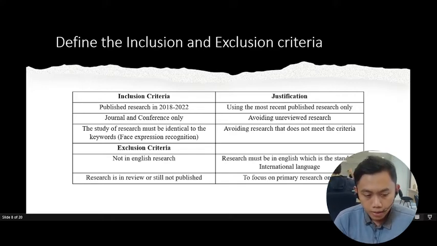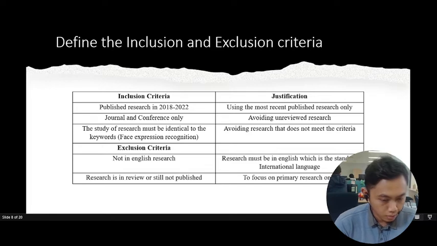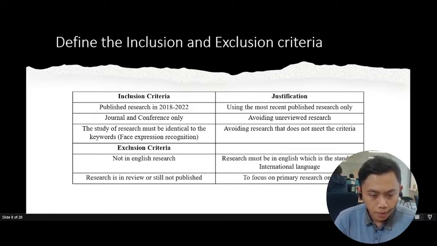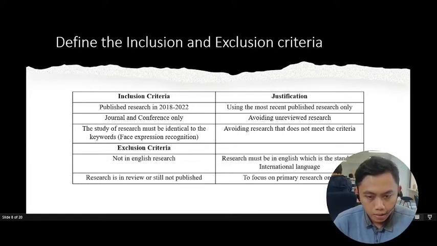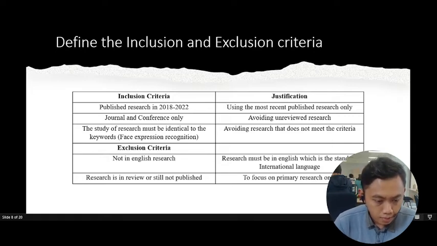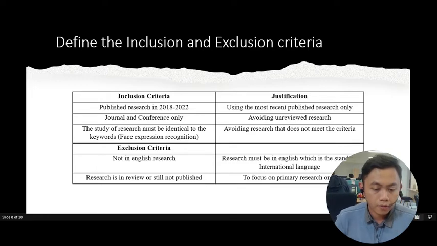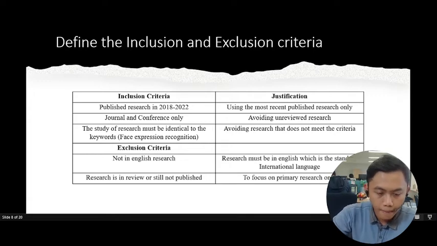And for the exclusion criteria, we do not choose papers that are not written in English. And the last is research that is still in review or not yet published. This is the exclusion criteria. So we use these two, inclusion and exclusion criteria.